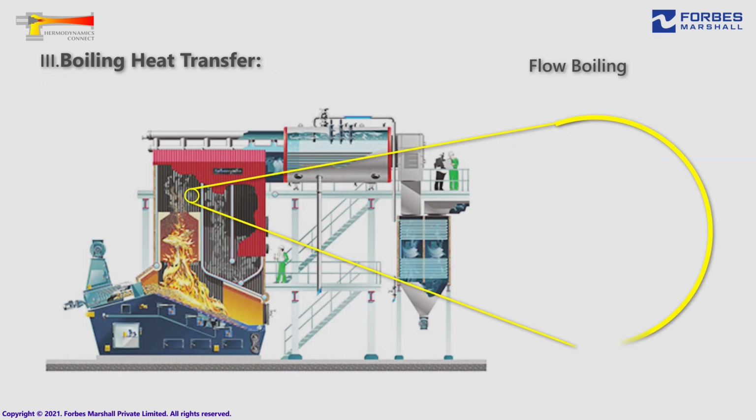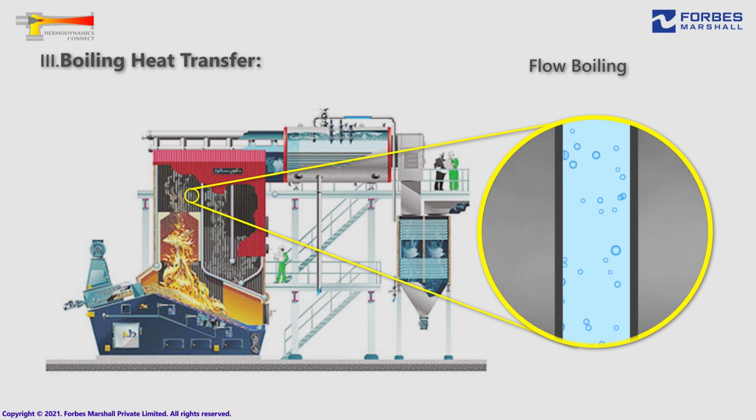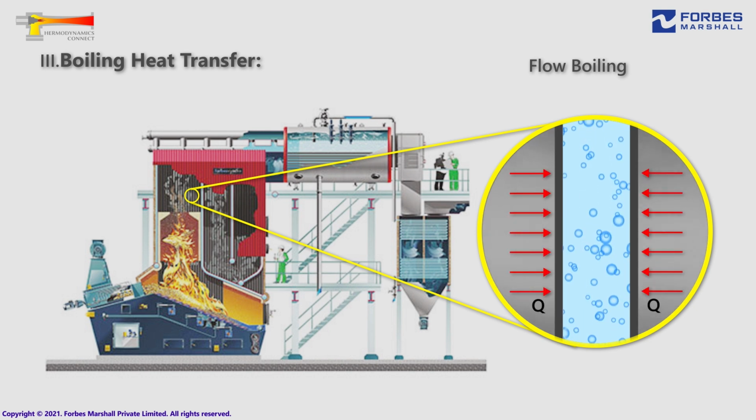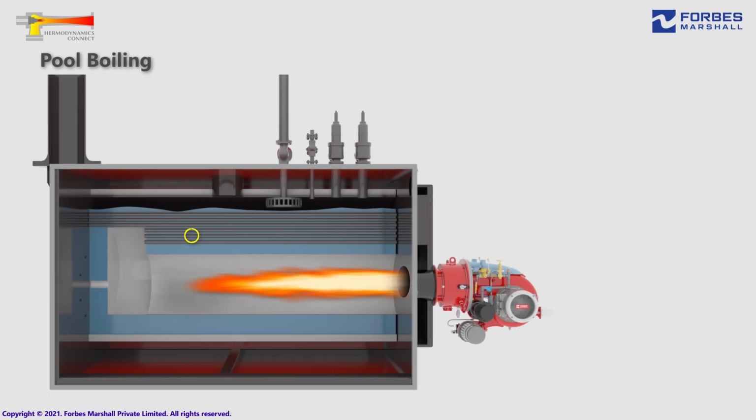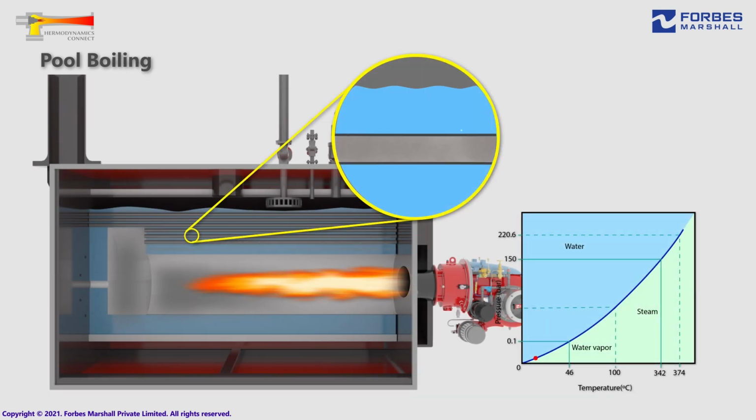In flow boiling, the fluid is forced to move in or over a heated pipe by external means such as a pump. Thus, flow boiling is always accompanied by forced convection effects. This is the case for water tube boilers like the ones used in power plants. In pool boiling, the process depends on the temperature difference between the hot surface and the temperature of boiling, which is called the excess temperature.